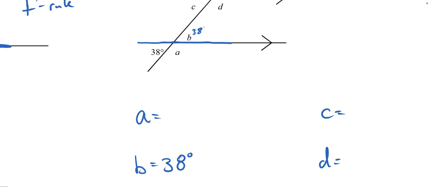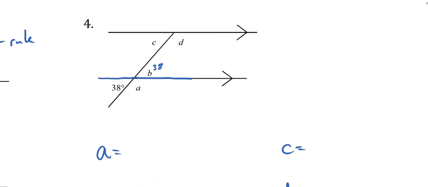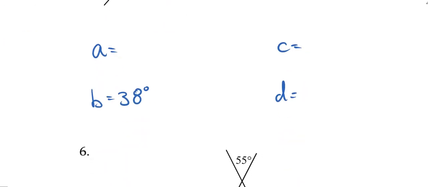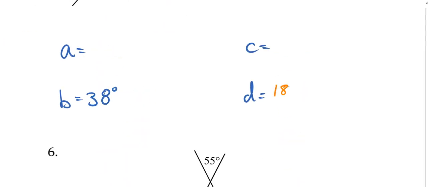Donovan. How can I find D? 180 minus 38. Why? C rule. The C rule, very nice. So if I take D and B, they make the C rule. So D is equal to 180 minus B, which is 38. What does that work out to? 142. Nice.